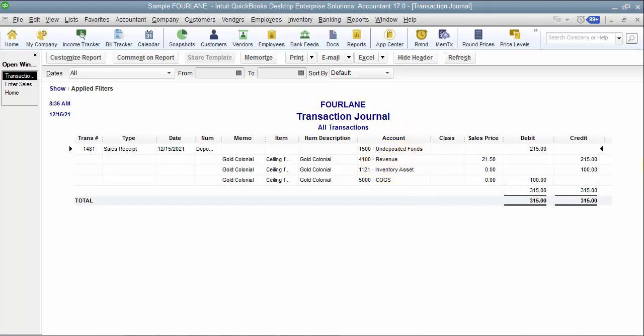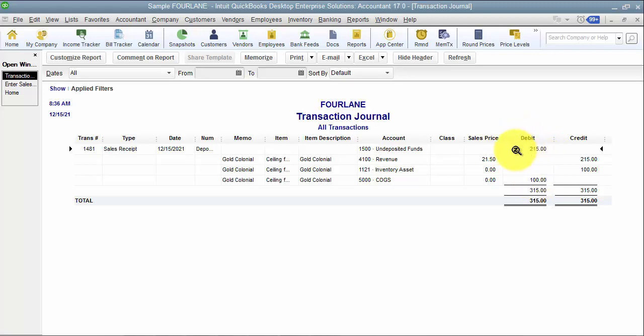Then below that, we have our revenue affected. It's credited, which means our revenue went up. So a credit to revenue means that it went up. It's a positive amount on our profit and loss. We are crediting inventory, which means it's going down. So when we credit the inventory asset account, it's going down. And then we're also debiting cost of goods sold, which again, a debit to cost of goods sold means it's going up. It's a positive amount.